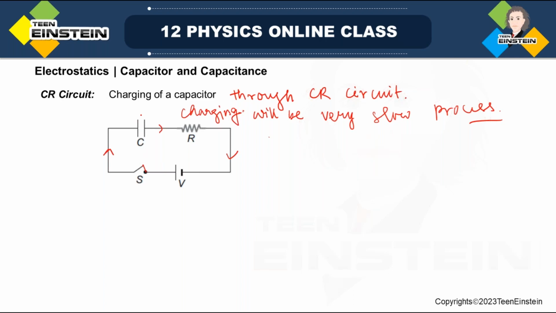Initially there will be no voltage across this capacitor, so initially the current will be maximum. The whole voltage will drop across this resistor, and then slowly the capacitor gets charged by some dq charges. It gets charged by minus dq and plus dq, so it will put charges on both plates, and then finally it will get charged.